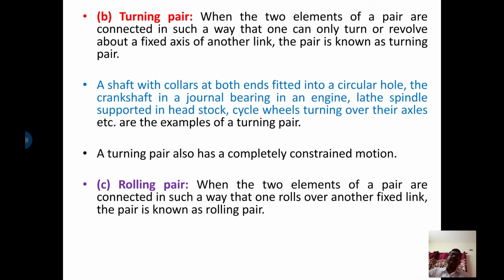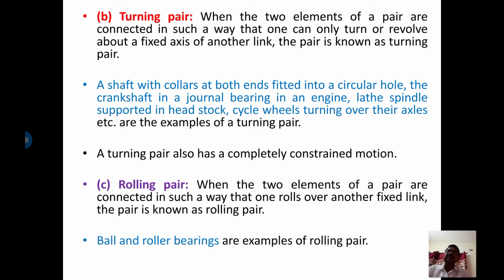Next, coming to the rolling pair. When two elements of a pair are connected in such a way that one rolls over another, fixed link, the pair is known as a rolling pair. So now one element is rolling like this over the other fixed link, then the pair is known as a rolling pair. Examples are ball and roller bearings. Okay, rolling pair examples: ball and roller bearing.